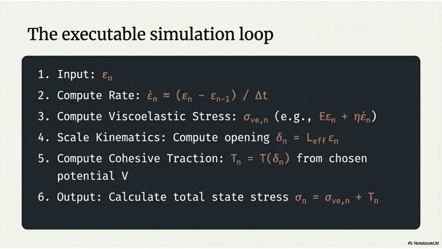The executable simulation loop involves 6 steps. First, input the strain. Second, compute the strain rate. Third, compute the viscoelastic stress. Fourth, scale the kinematics to compute opening. Fifth, compute the cohesive traction. Finally, output the total state stress.